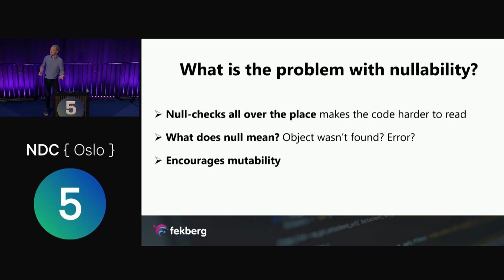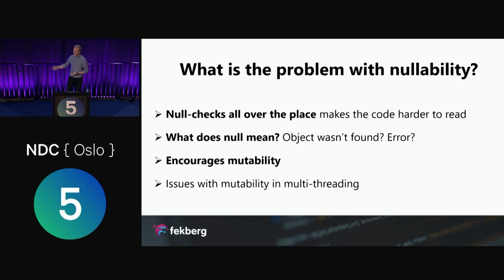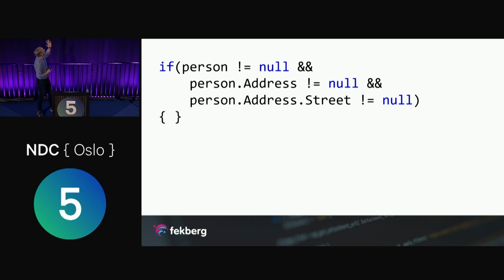And it also encourages mutability. That means we can change the object. If something's null, we are expecting that this is going to be set later on, which is problematic in multi-threaded applications. It would be better if we just couldn't do anything. Everything was just read-only. Once you've created an instance, it's there. You can't change it. In the real world, that doesn't happen. So I tend to end up writing code like this.